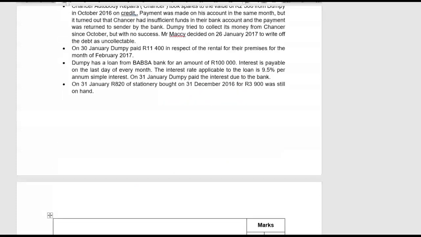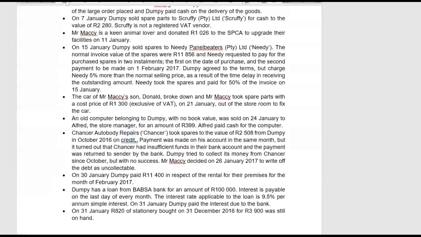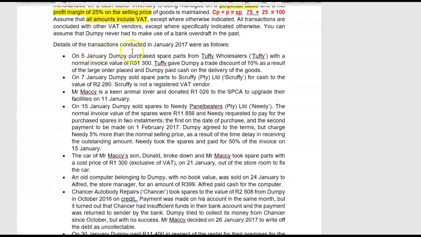Great, so let's start with the transactions for the month of January. On 5 January, Dumpy purchased spare parts from Tuffy with a normal invoice value of 51,300. Tuffy gave Dumpy a trade discount of 10% as a result of the large order placed, and Dumpy paid cash on the delivery of the goods. So what did Dumpy pay? Not 51,300, it's an invoice value, so it will include that. He paid 90% of the normal invoice value.